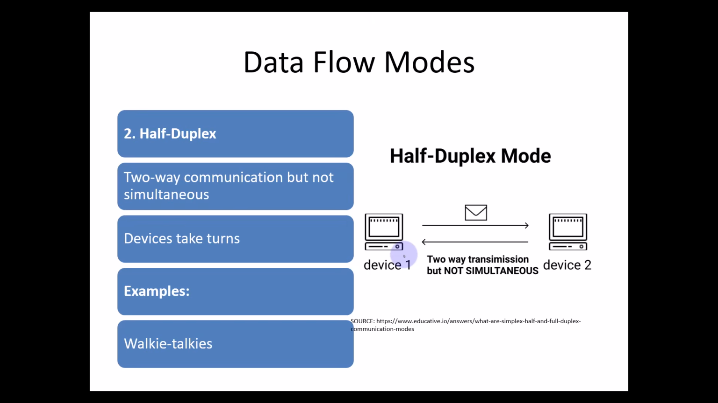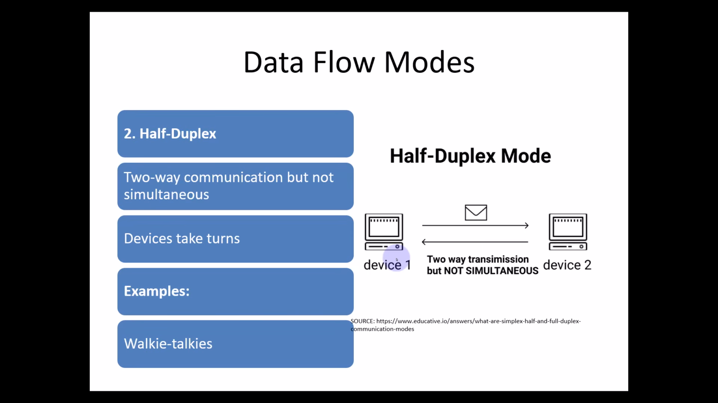Device 1 has to send. When device 1 is sending, device 2 will wait. After device 1 has finished sending, then device 2 can also send back to device 1. So they don't do it at the same time. They wait for their turn before they can send data to each other. That's the meaning of half duplex.